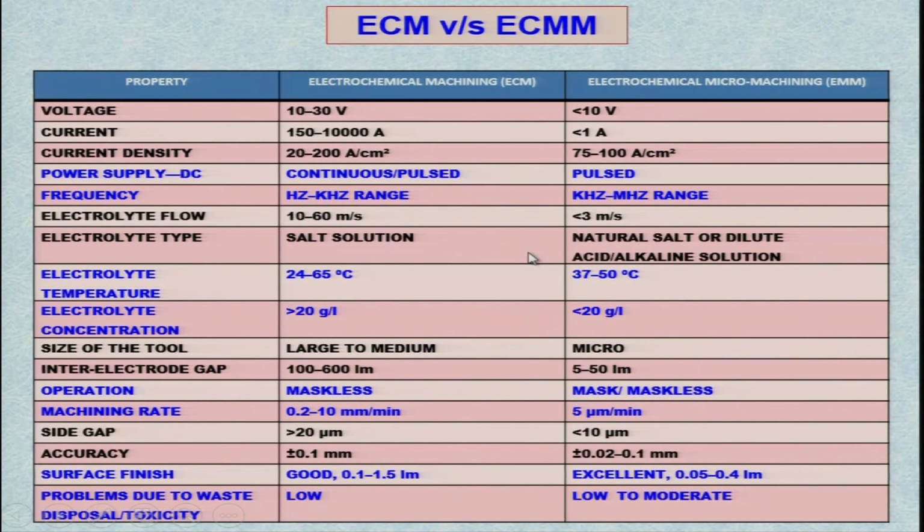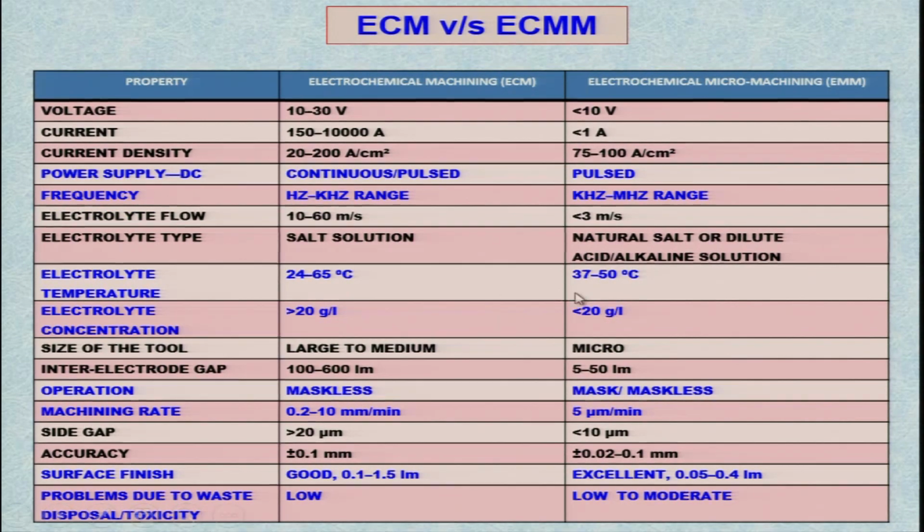And electrolyte type: a salt solution you can use here. In case of micromachining, natural salt solution or other dilute acid or alkali solution, depending upon the requirement. Electrolyte temperature is quite high in both the cases, 24 to 65 degree centigrade, and here it can be as high as 37 to 50 degree centigrade.